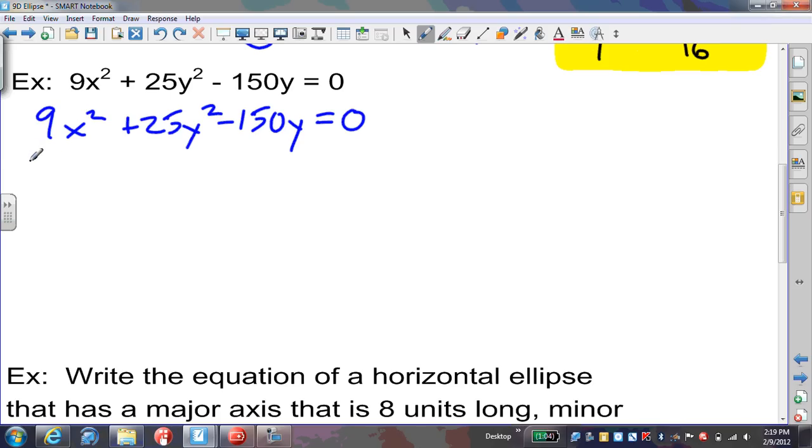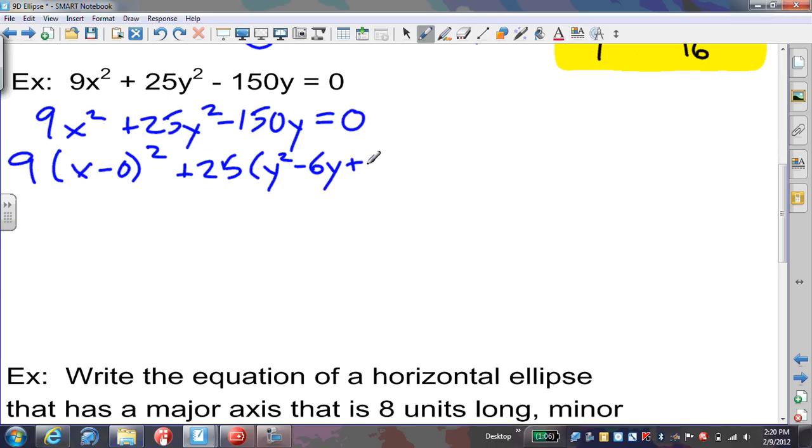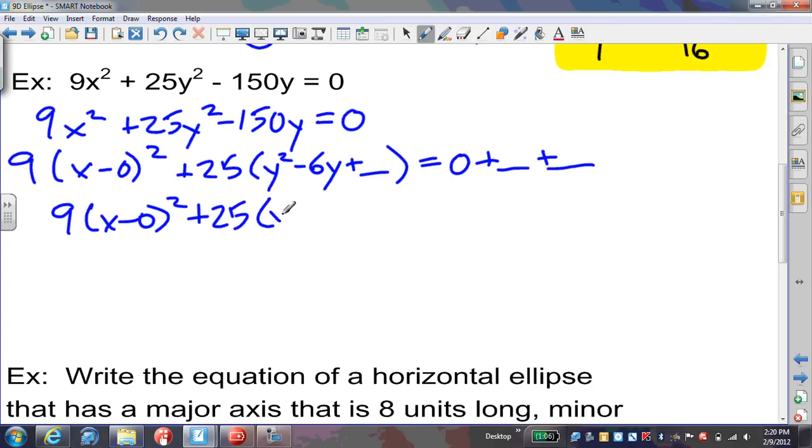Now, again, I'm going to take a 9 out of here, so this is technically x minus 0 quantity squared. I'm just going to write it in that standard form, and then I'm going to take a 25 out of the second part, and now we have y squared minus 6y plus blank equals 0 plus blank plus blank. So now what numbers go here? Well, there's no square to complete over here, but we have to complete one over here. So we're going to have 9 times x minus 0 quantity squared plus 25 times y minus 3 squared.